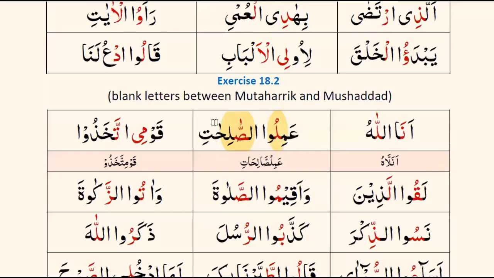Amilu salihat. So we're going to skip these blank letters and join the lam and sod. Same here in this example, we have a mutaharrik letter, noon, the red noon, it carries a fatha. And in between, we have this blank alif here. And then we have a lam, a mushadda letter.